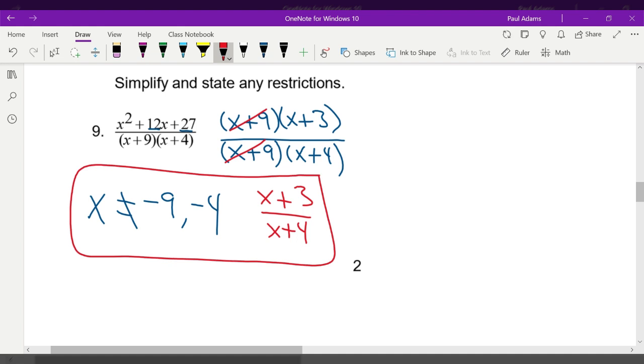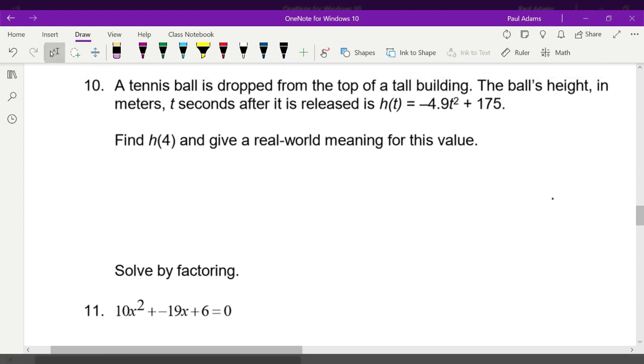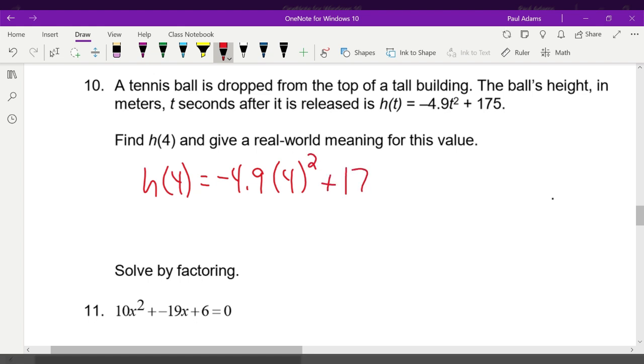All right, 2 pages down, 2 more to go. Here we go. Next page, number 10. Okay. What is the ball's height? Okay. After 4 seconds. That's pretty much what this h of 4 is. So h of 4 is going to be negative 4.9 times 4 squared plus 175.